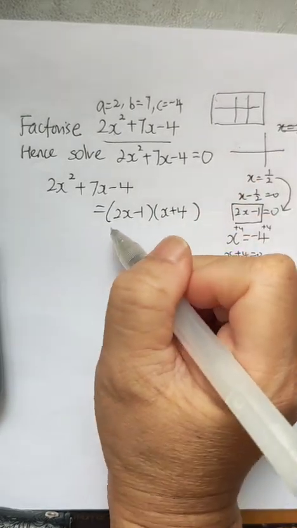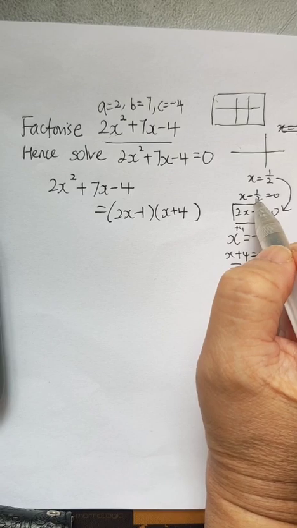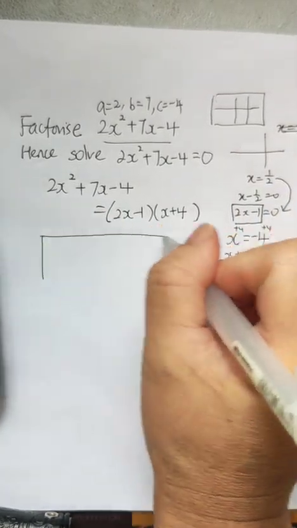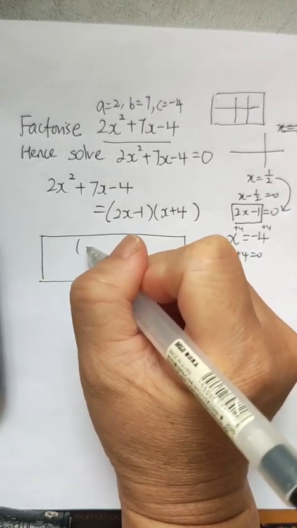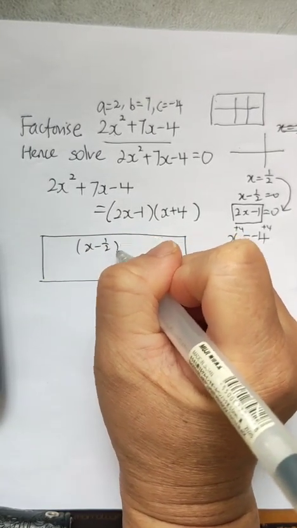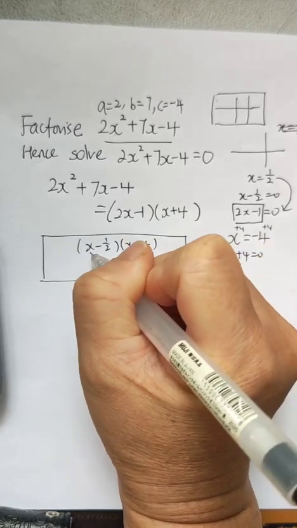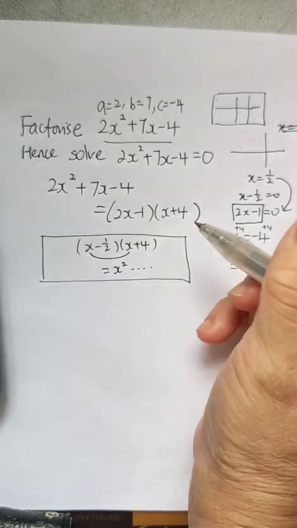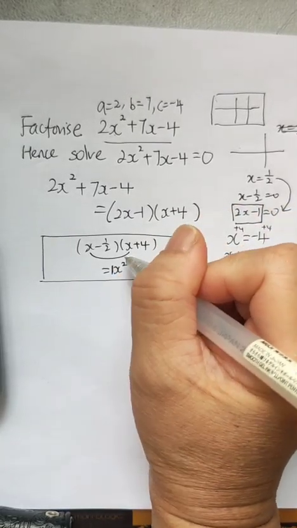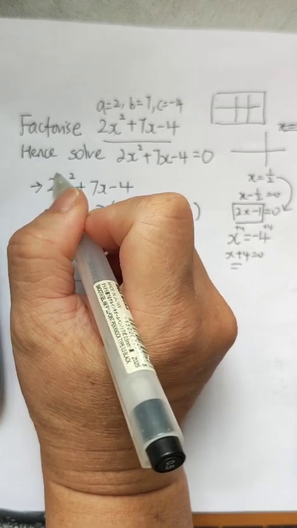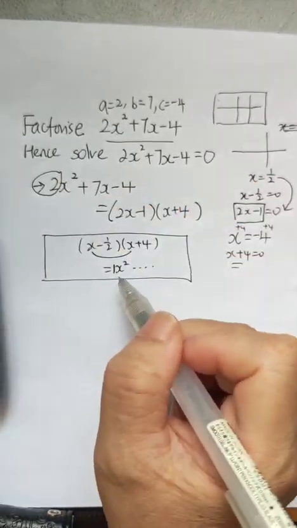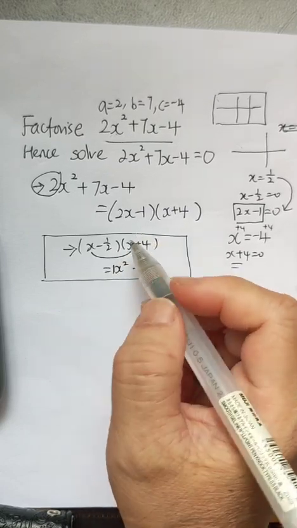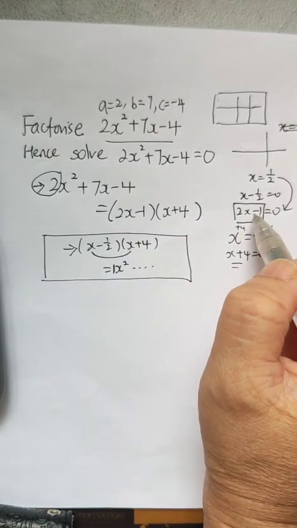Okay, right, so you have to convert your x minus half into 2x minus 1. Why? Let me show you why. If you just put the answer as x minus half and then multiply by x plus 4, when you expand this out, you'll get x squared and so on. The coefficient of x squared is 1. However, if you look at the original equation, the coefficient of x squared is 2. So if you do it this way, your answer is not correct. You understand what I'm saying? Therefore, you need to convert your x minus half into 2x minus 1.